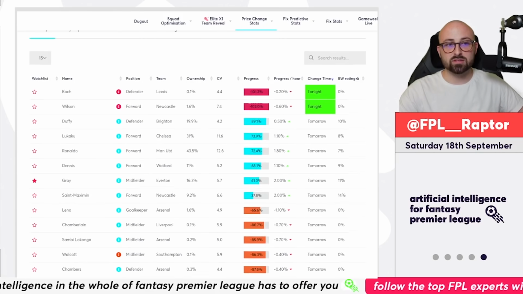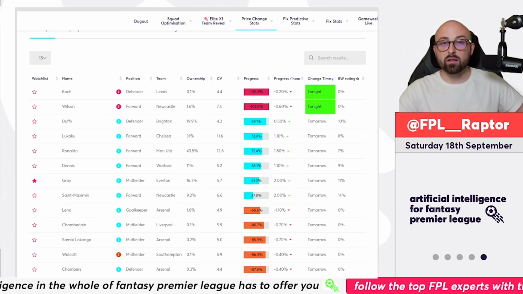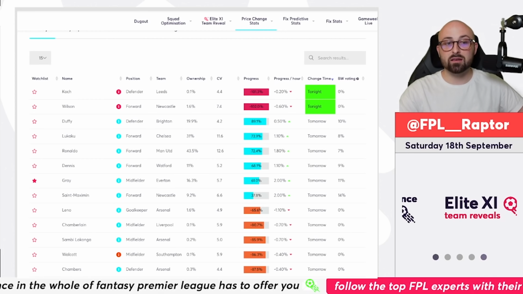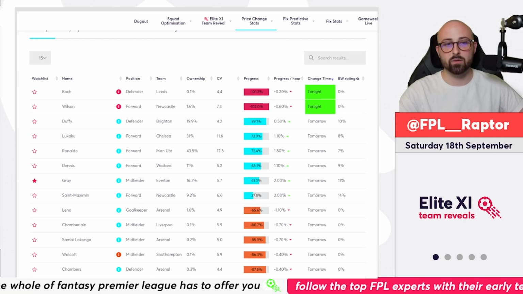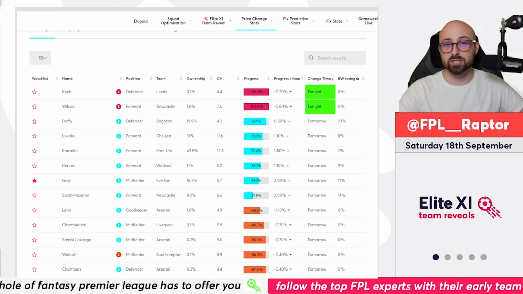You can see it goes onto the second page here. Potentially the one that a few people might still own is Callum Wilson. If you haven't already shipped him out, he does look like he's injured long term, so I would sell him. Some other noticeable changes as well.